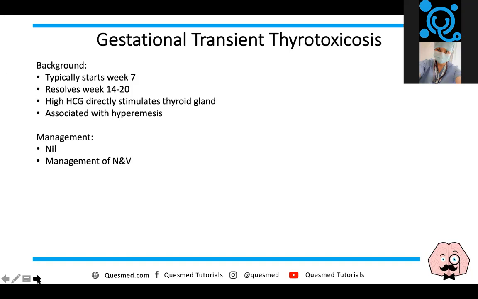The high HCG directly stimulates the thyroid, causing a rise in thyroid hormone synthesis. Management is generally supportive, as the condition will spontaneously resolve once the HCG levels settle down. However, you'd obviously manage any nausea and vomiting.